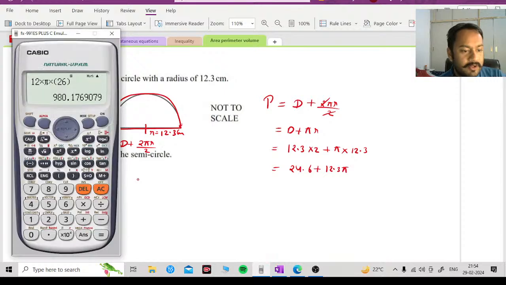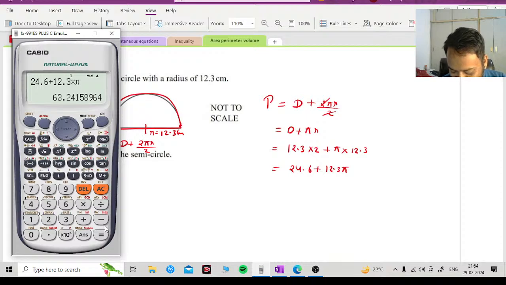So if we do it on the calculator, 24.6 plus 12.3 and then multiply by pi. So let's see what is the answer. 63.24. Oh, everyone has changed the answers now.